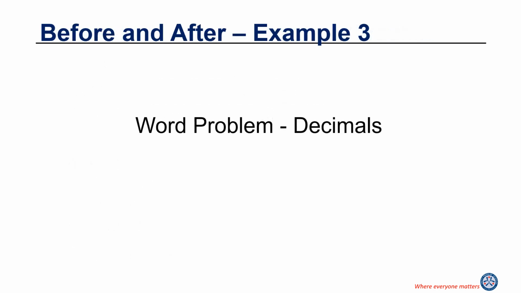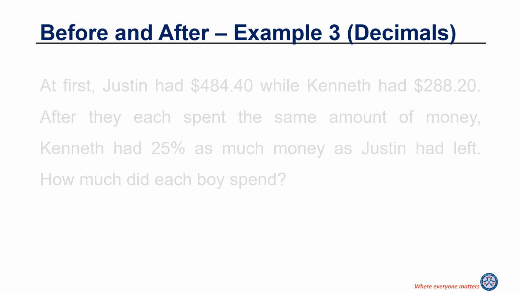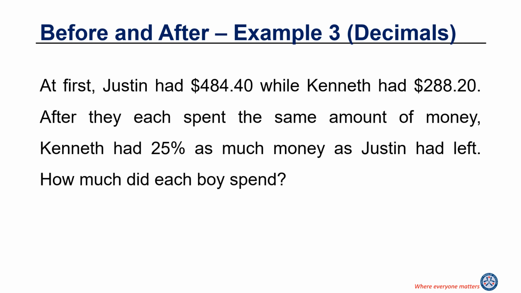Third example we have is on decimals. Let's read the question. At first, Justin had $484.40, while Kenneth had $288.20. After they each spent the same amount of money, Kenneth had 25% as much money as Justin had left. How much did each boy spend?